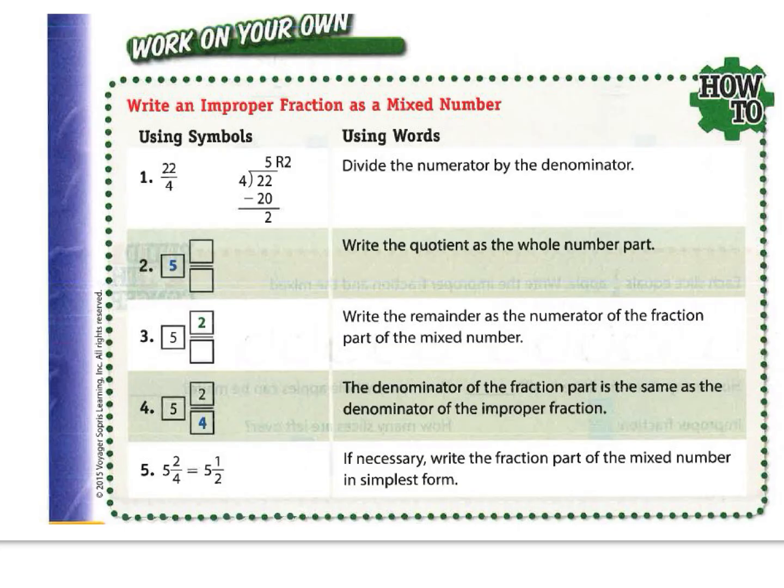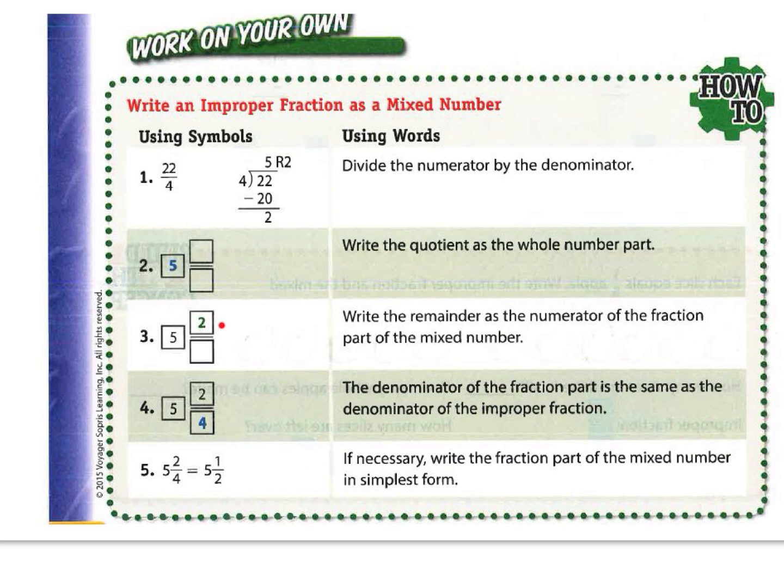All right, so using symbols, here we have 22 fourths, which is 22 divided by 4. 4 goes into 22 5 times. We subtract because 5 times 4 is 20. We have a remainder of 2. So we divide the numerator by the denominator. Write the quotient, right here, the answer, as the whole number part. And then write the remainder as the numerator of the fraction of the mixed number.